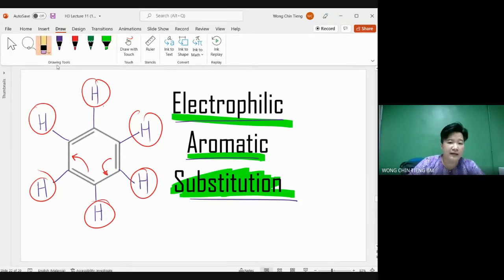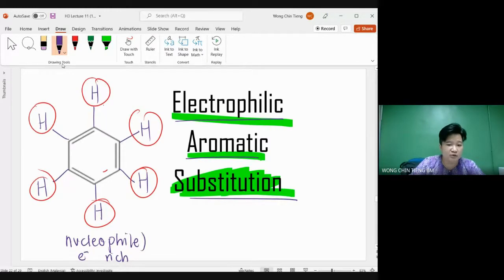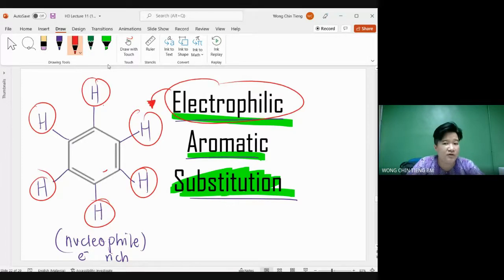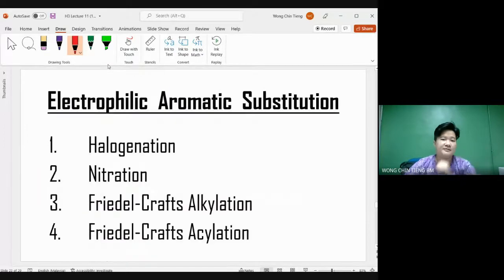You should know that your benzene ring is always a nucleophile. Your benzene ring is very, very electron rich. When it is a nucleophile, who can come in and replace the hydrogen? Always the electrophile. So your benzene ring can only undergo one type of reaction, electrophilic aromatic substitution. That's it. And electrophilic aromatic substitution in benzene has 4 types of reaction.